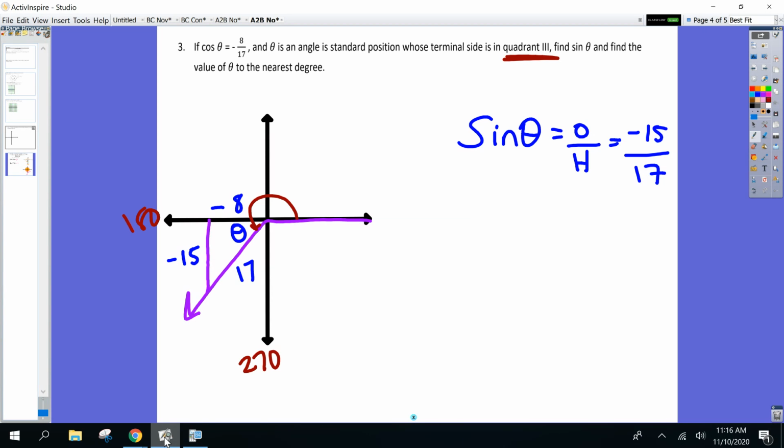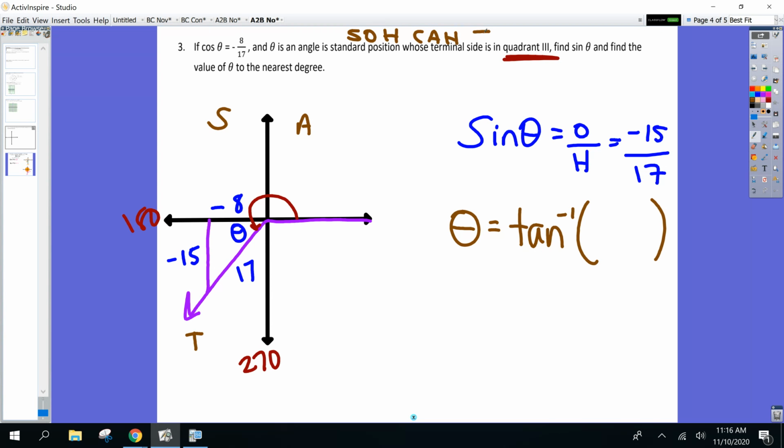So there's one more left. If you're in the third quadrant, A, S, what was the letter in the third quadrant? T. What did T stand for? Tangent. So if you're in the third quadrant, do the inverse of tangent to find the angle. So here you go. The angle is going to be the inverse of tangent. Help me find what the fraction should be. If you guys think SOHCAHTOA, what's tangent with? O and A.